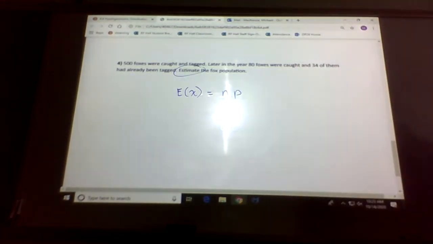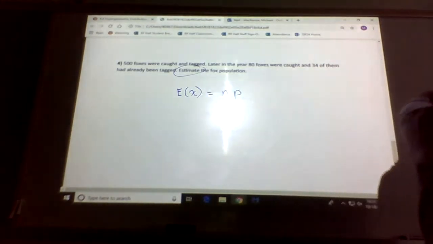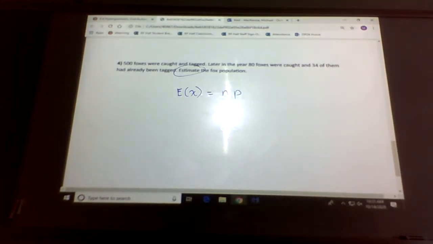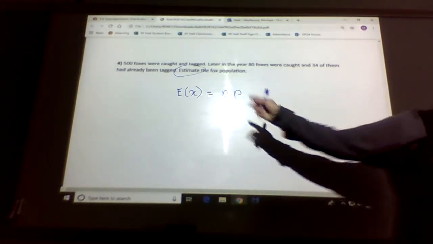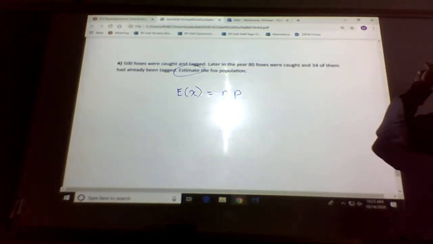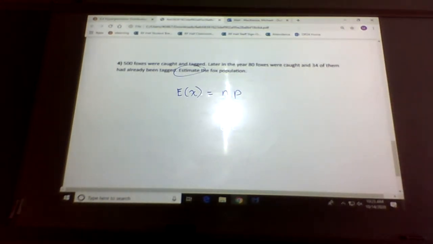Okay, let's figure out where there's 3 spots here. So we have the E and X, the N, and the P. We're going to figure out where to plug into what. Okay, so P represents a probability, so it's probably the easiest one to come up with. Anything in the information that gives you a probability.